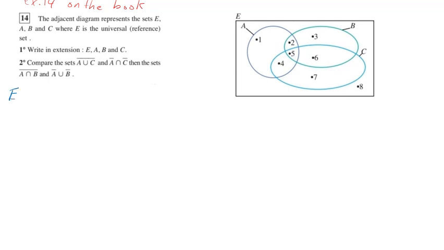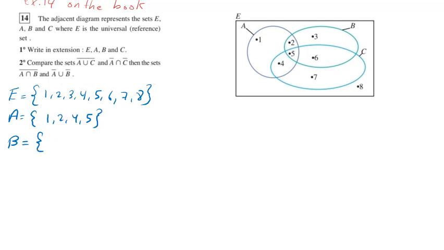First we will start with E, which contains all the numbers: 1, 2, 3, 4, 5, 6, 7, and 8. The set A contains 1, 2, 4, and 5. Set B: 2, 3, 5, and 6. And set C: 4, 5, 6, and 7. Now part 2, it asks to compare the sets.